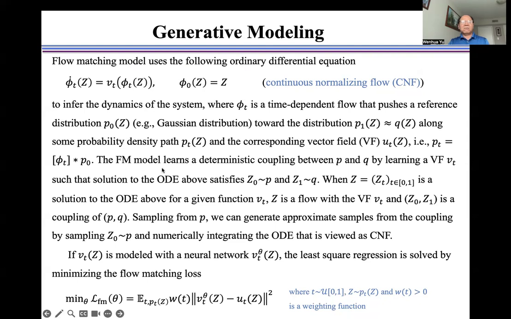The flow matching model learns a deterministic coupling between the P and Q by learning a vector field Vt, such that the solution to the ordinary differential equation above, as shown here, satisfies Z0 comes from P and Z1 comes from Q. When Z is the solution to the ordinary differential equation for a given function Vt, Z is the flow with the vector field Vt, and Z0, Z1 is the coupling of P and Q.